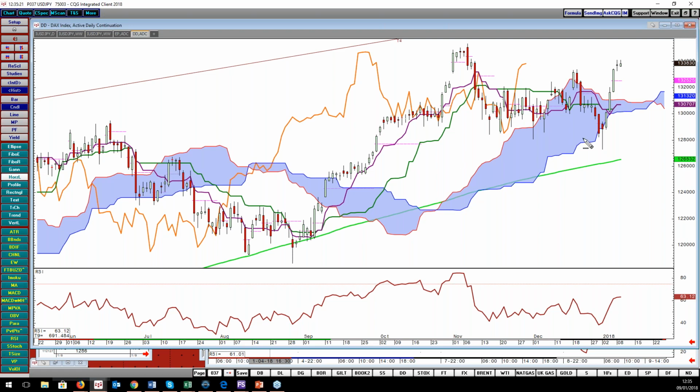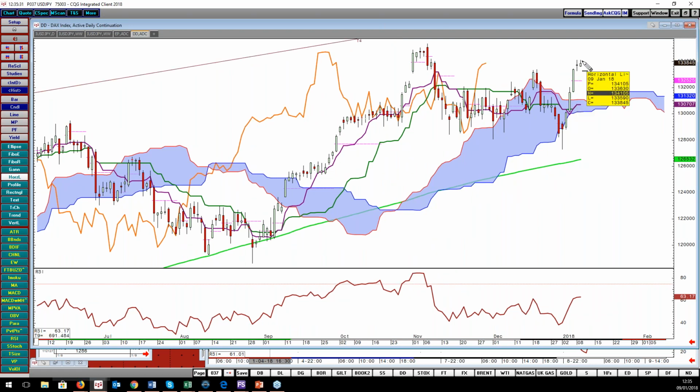Well, the DAX, the Ichimoku chart is bullish. We did have an interaction with the bottom of the cloud there, but very quickly retook the top of the cloud and seems to be continuing higher at the moment. The lagging line never broke the top line of the cloud there on the DAX, so that's a bullish looking chart.